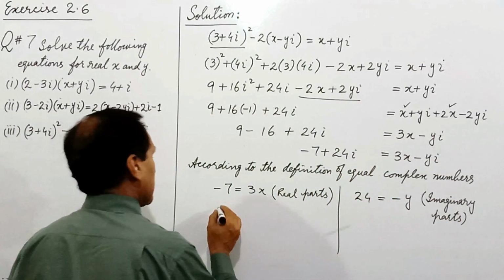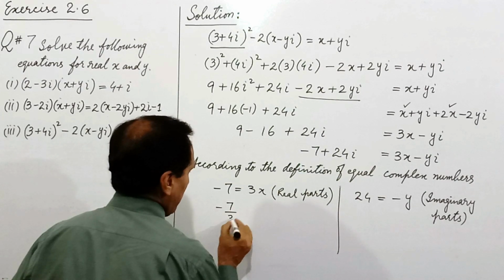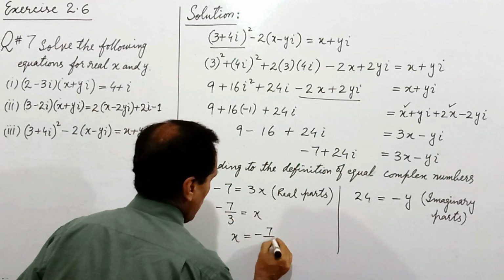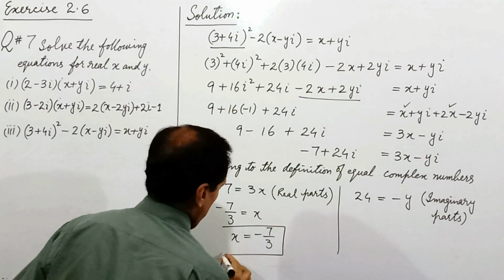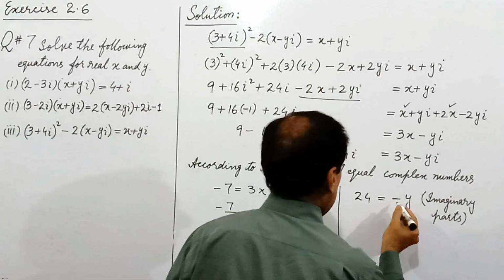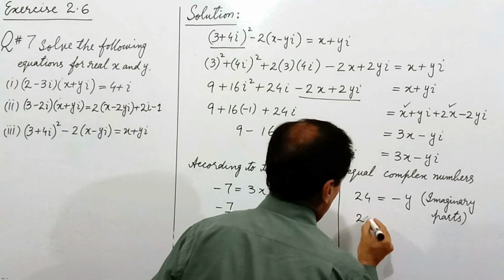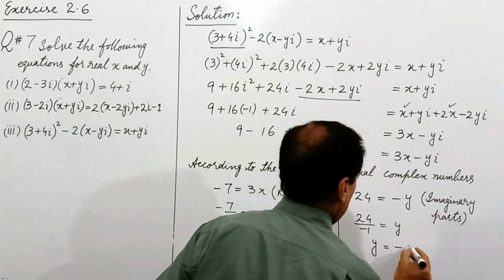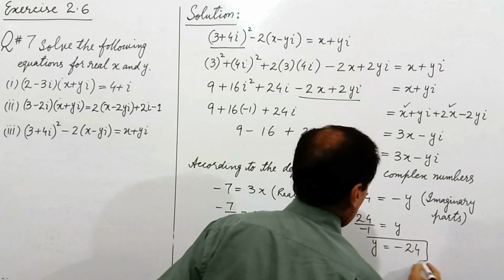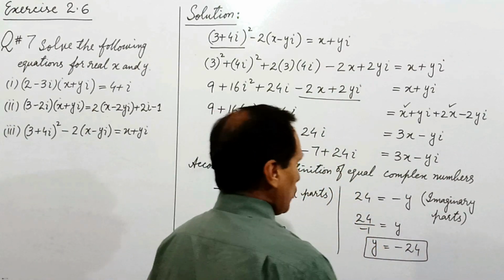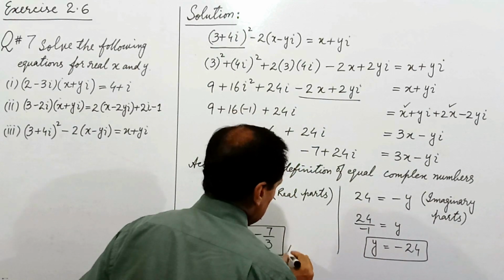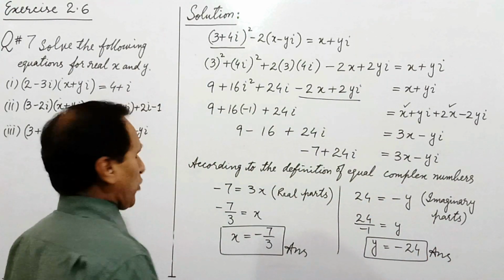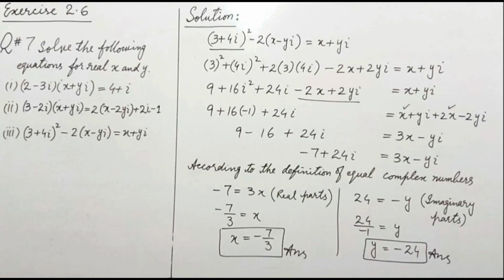3 is taken to the left hand side, it becomes minus 7 over 3, hence x will be equal to minus 7 over 3, whereas minus 1 is taken to the left hand side, so it becomes 24 over minus 1, and hence y will be equal to minus 24, because plus divided by minus is equal to minus. So that is the solution of part 3 of question number 7.